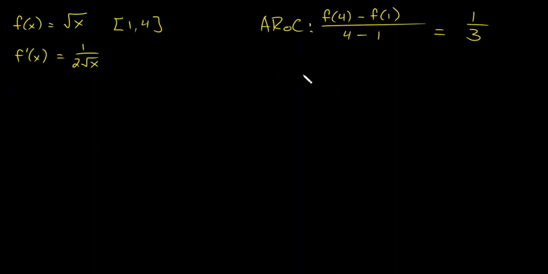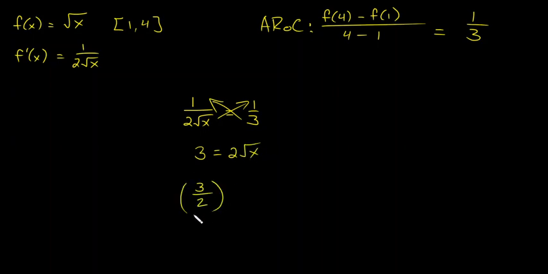Yeah, I want to know when is the derivative equal to this. And this is where we left off, and I'm curious how you would solve it for x. I multiplied by reciprocal. Okay, Gerwin says cross multiply, I'm fine with that. 3 is equal to 2 root x. Divide by 2 and square it. 9/4.